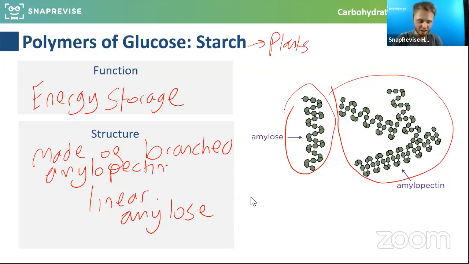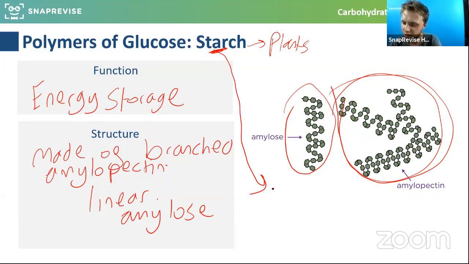So in terms of starch, that is the key bit. We need to know it's for energy storage. It's made of branched amylopectin, which is this guy on the right, and it is made of linear amylose. In terms of its structure, does anyone remember what type of glucose that it has? Excellent, yes, amazing. Right, so alpha glucose is the one that makes up starch. Okay, so alpha glucose is the one that we need to know.